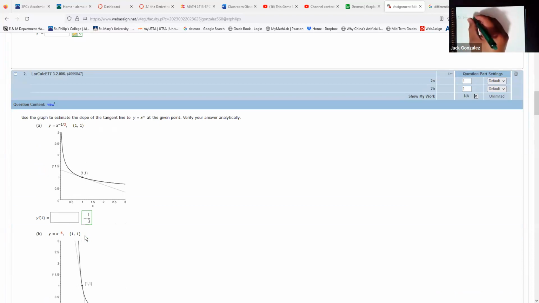Given y equal to x to the negative 1/3, find the slope of the tangent line. Let me switch over.